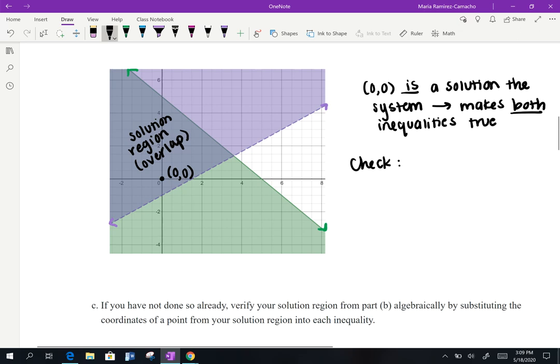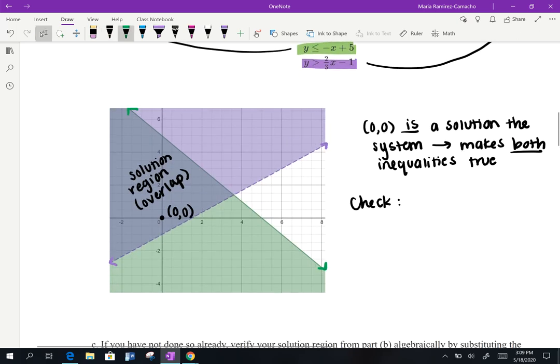Here is my first inequality. y is less than or equal to negative x plus 5. Plug in 0 for x and 0 for y. Okay. 0 and 0.